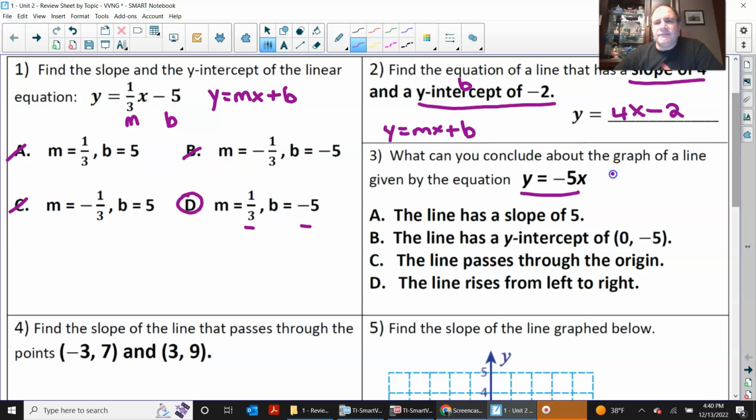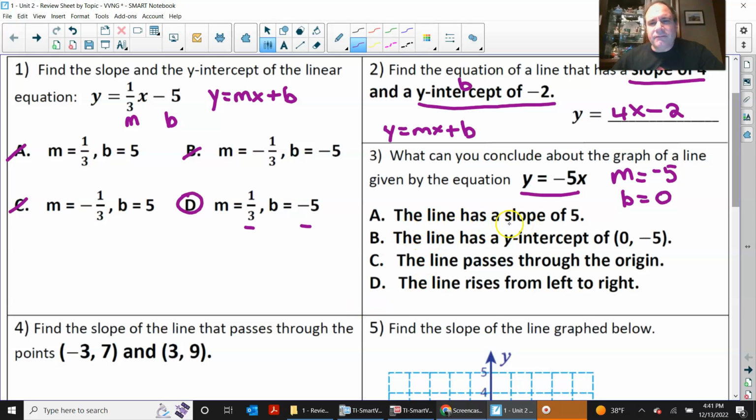Number 3, what can you conclude about the graph of a line that is given this equation, y equals -5x? Before I look at the choices, I am just going to go ahead and put down m is -5. And I know that the b is 0 because it's a direct variation. There is no other y-intercept of like 2 or 1 or anything like that.